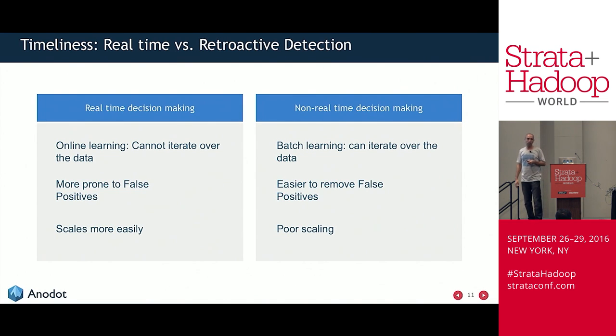The disadvantage of online learning algorithms is that they're typically more prone to false positives because they cannot go back and fix what they have learned. But they usually scale more easily to a lot of data. The non-real-time decision-making techniques are batch learning techniques where you can go back and forth over the data and fix what you're doing, and it's easier to remove false positives this way. But obviously, because you iterate over your data, it scales a lot more poorly compared to the online techniques.